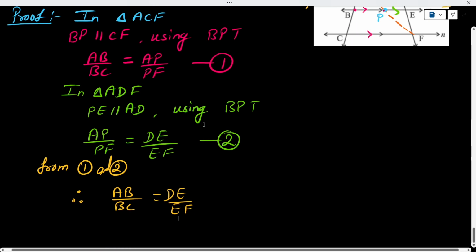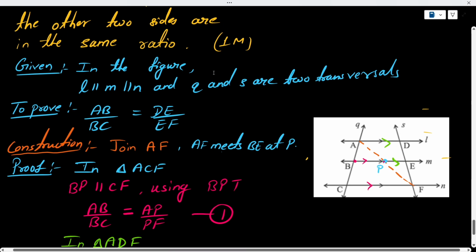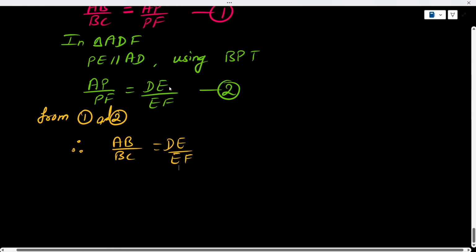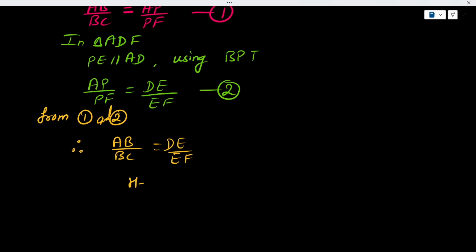So this question was much easier than the first part, because here you are just using BPT two times. But the main thing you need to remember is the basic proportionality theorem statement, right? So hope you got this, and at the end you will write down here hence proved. This is both the questions of triangle.